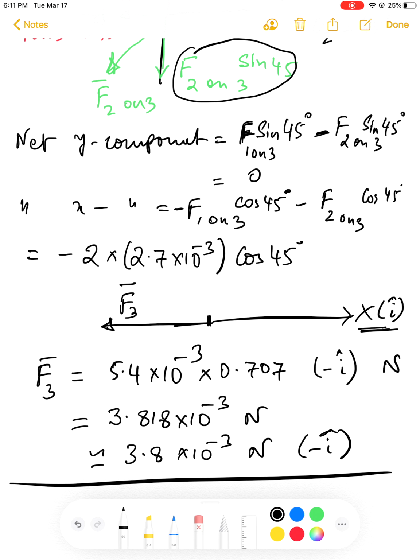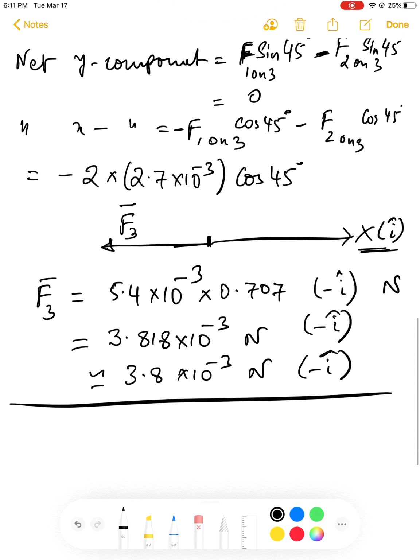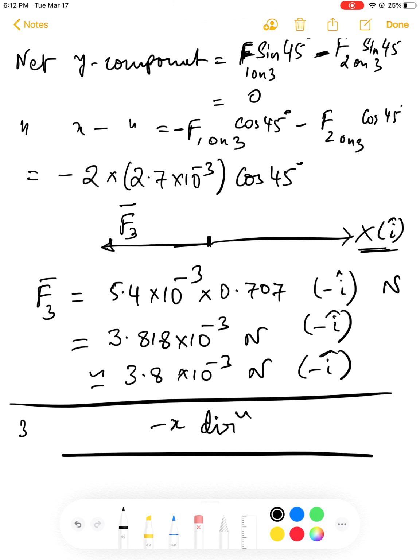You are welcome to use either unit vectors or just words, as your book says, right? Negative x direction. If you write it in words like this, it should be fine in your solutions. So 3.8 times 10 to the minus 3 newtons, negative x direction. That way you would say your answer. Alright, so I'm going to stop here.